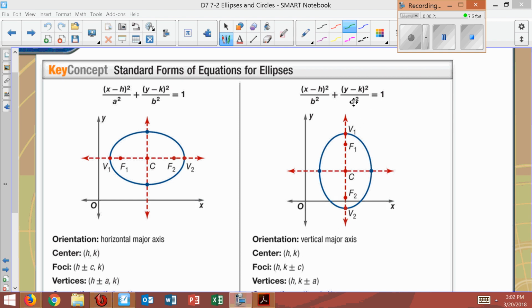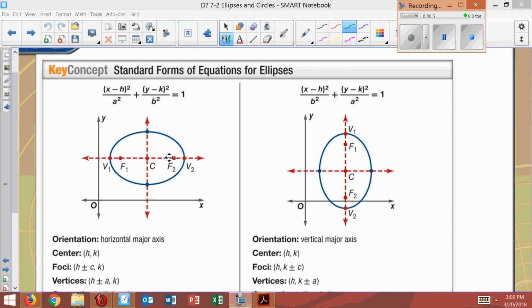So a is representing something bigger than b. And so if this number is bigger, since it's under y, this will be vertical. This would be horizontal. How we determine this: a refers to, I know this shows a squared, but a is the distance from the very center to the left far end, which would be called the vertex, and the right far end. Vertices occur at the widest end. Co-vertices occur at the smaller end.